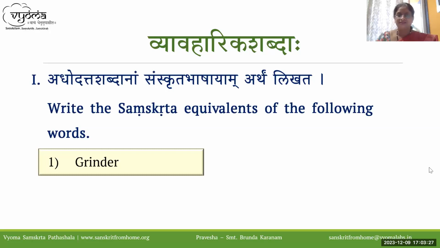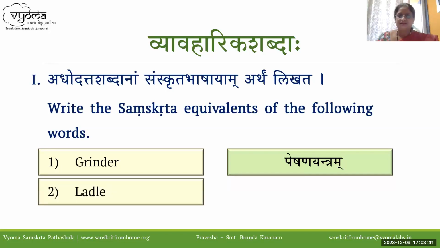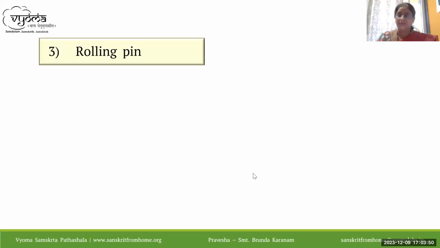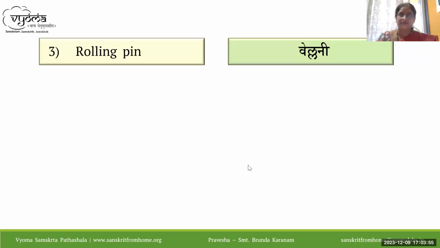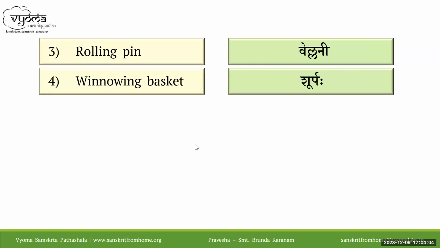Jayant Mehrotra. Yes, ma'am. Grinder is Peshani Yantram. Peshana, from Pishta, Peshana comes. Ladle. Ladle is Darvi. Samyak. Couple more. Rolling pin. Velani, from where the Hindi word Belan comes. One more. Winnowing basket is Shurpaha. Samyak. Dhanyavadaha.